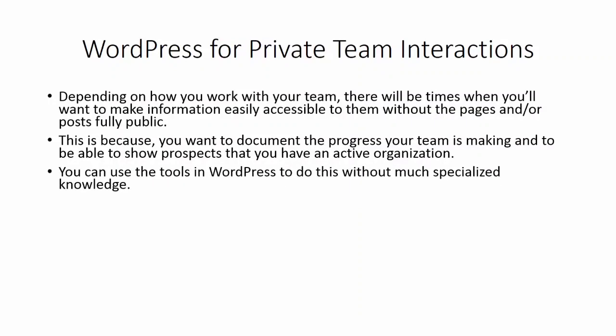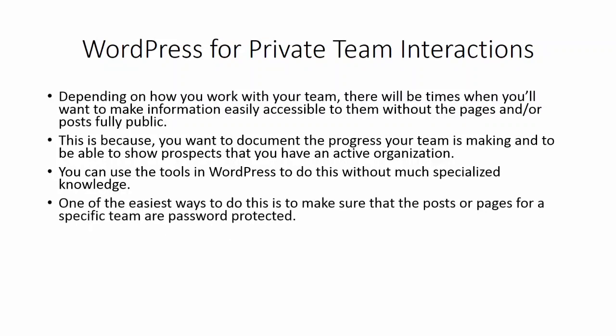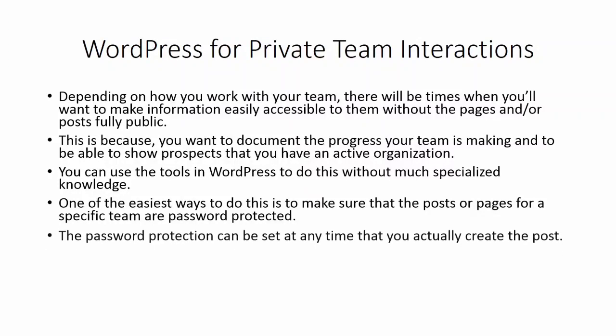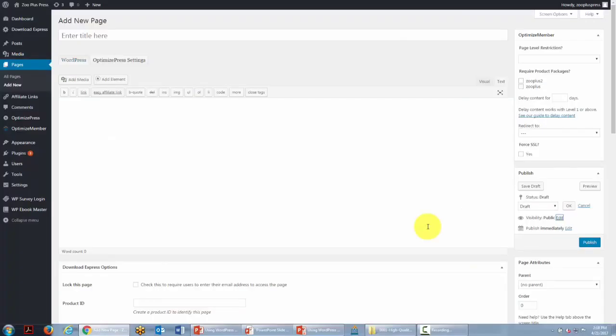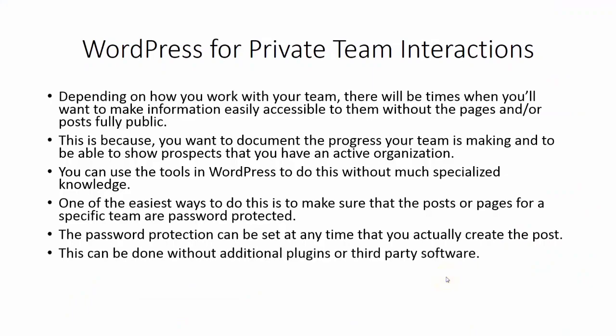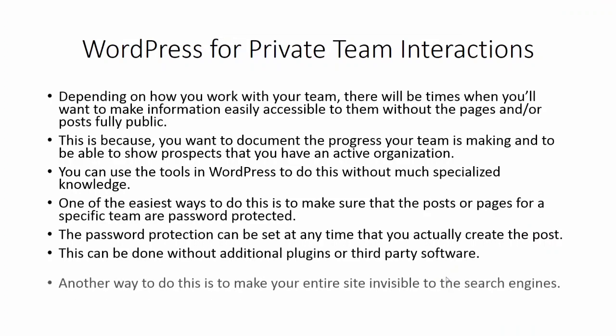Now, you can use the tools in WordPress to do this without much specialized knowledge. Now, one of the easiest ways to do this is to make sure that the posts or pages for a specific team are password protected. The password protection can be set at any time that you actually create the post. As you can see, when you're creating a post, you can go to the visibility section, and all you need to do is to click password protected. Now this can be done without additional plugins or third-party software.